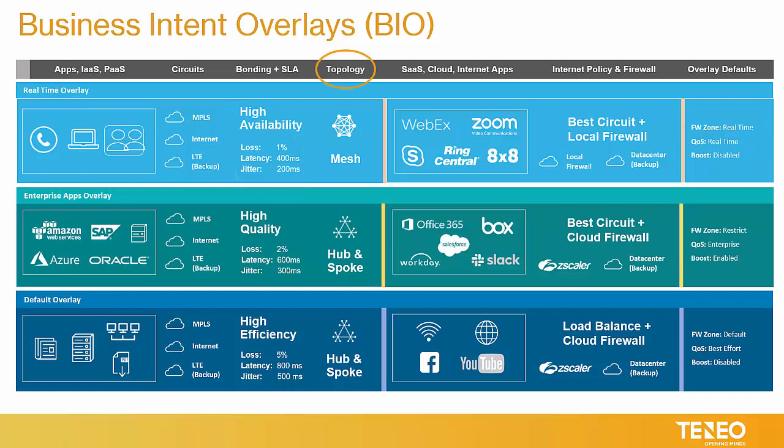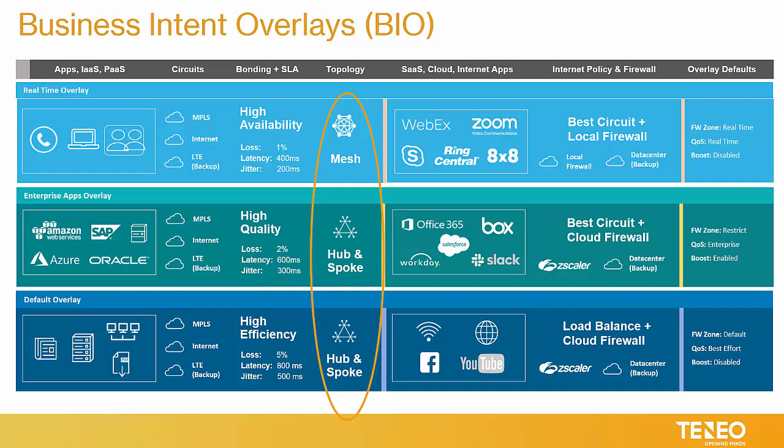The next column is topology. Each logical network is independent from the others in terms of topology. You can choose either a mesh or a hub-spoke topology. Orchestrator builds the topology when you apply a business intent overlay to appliances. For example, for the real-time overlay, it's most appropriate to define a mesh topology between devices for video and voice traffic to minimize latency from additional hops.